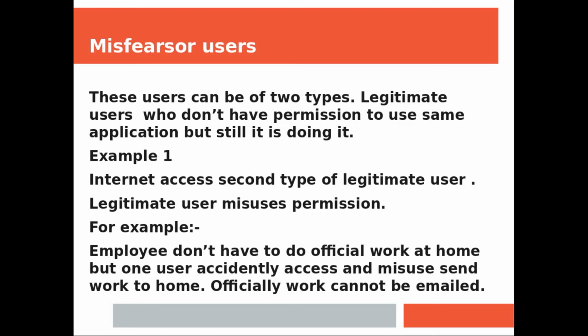So this thing can happen. Such types of users are called mischievous users. That means the user is in our college and he is trying to cheat the faculty. Internet access is one type of legitimate user misusing permission. Or a student tries to copy a program from one login to another login, which is also an example of a misuse user.